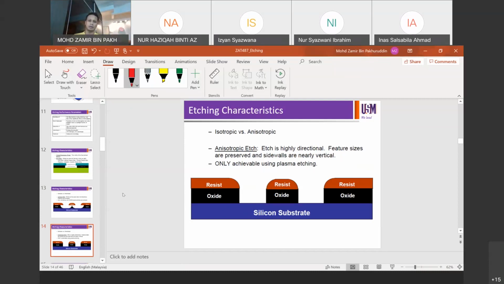So that's why we normally say that it's nearly vertical, but it's not completely vertical if you compare to the litho features. So only achievable when you talk about plasma etch, right? So vertical features are only obtained in plasma etching. But if you talk about anisotropic etching overall, so anisotropic ni tak semestinya vertical je. It can also be if you use wafer, for example, silicon wafer, grain orientation or this orientation is 100. We're gonna see later on.